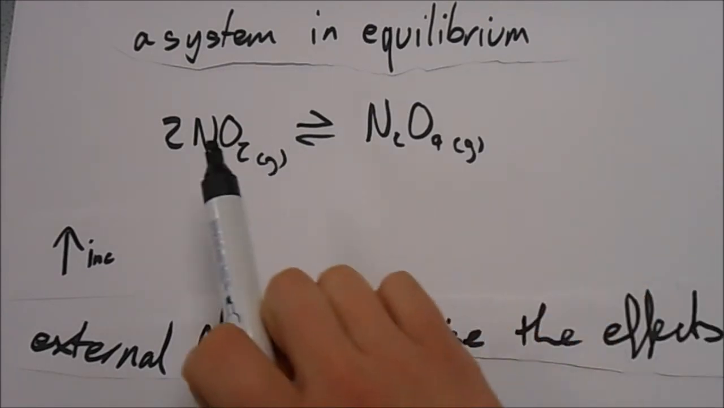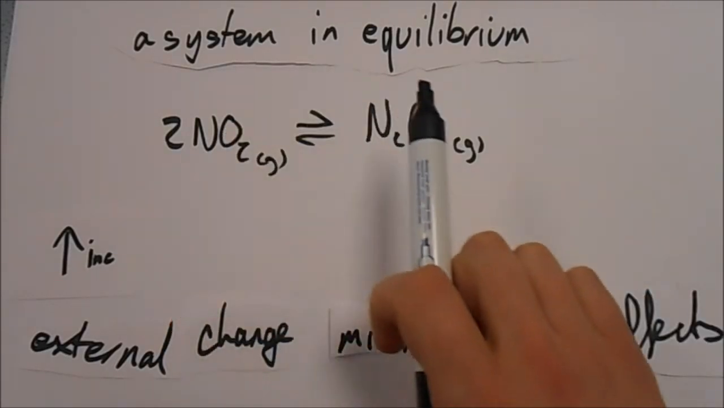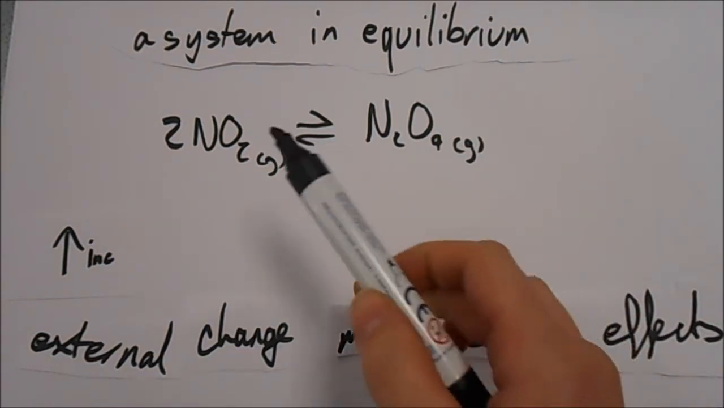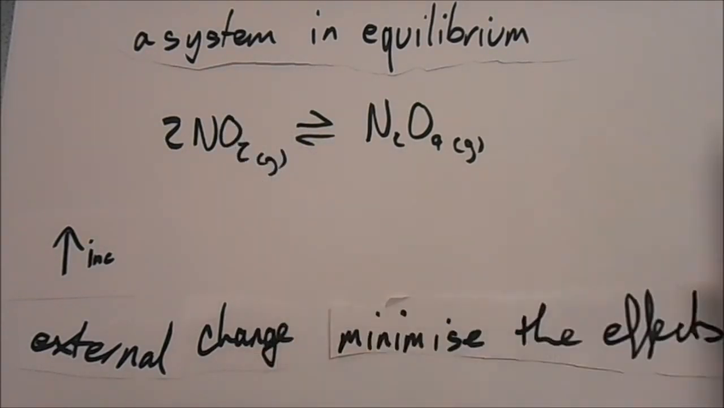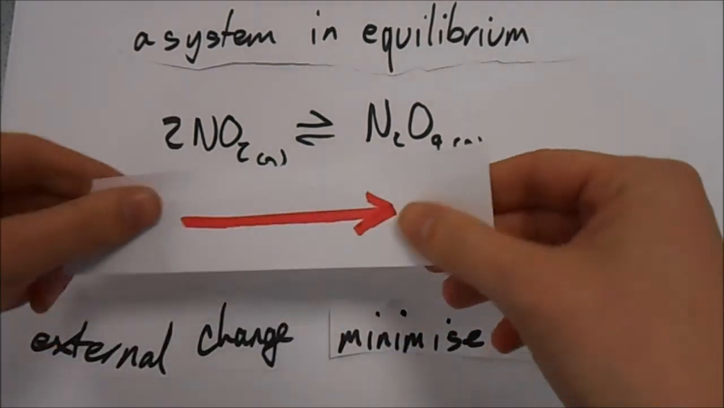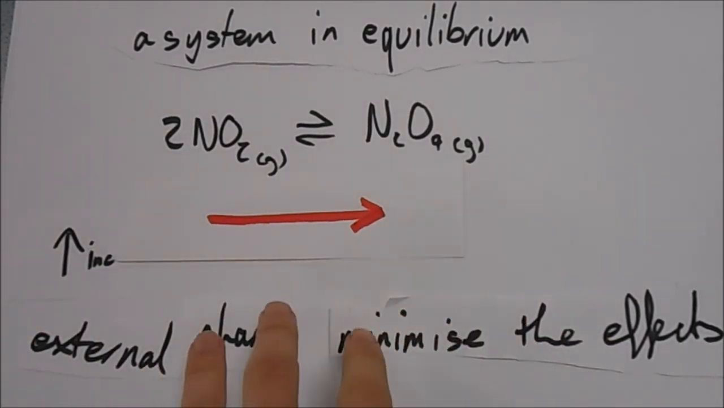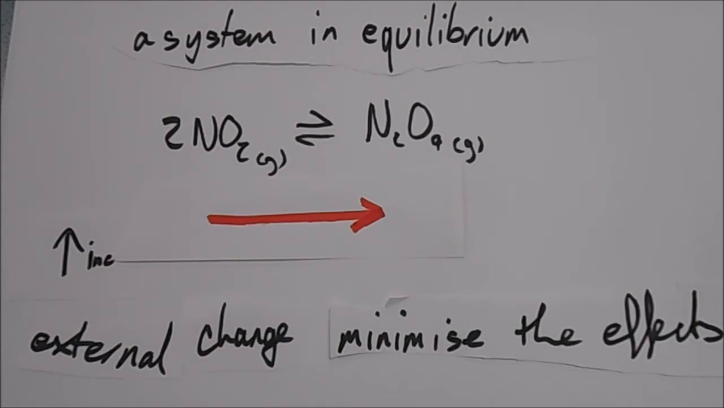And so here we have 2 molecules, here we have 1 molecule. We can decrease the pressure by shifting the equilibrium to the right, because the fewer gas molecules there are, the lower the pressure will be. So it's opposing the increasing pressure by shifting right to decrease the pressure.